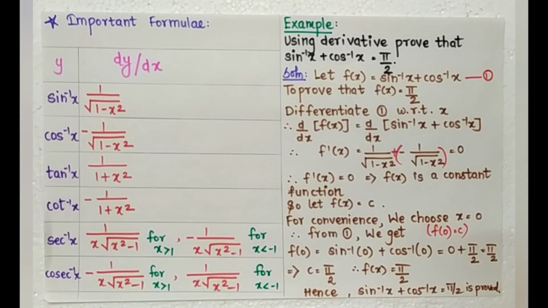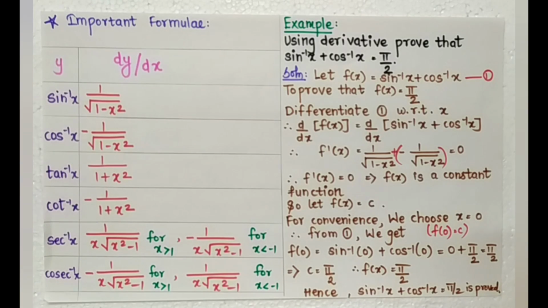Therefore, we got c as pi by 2. Therefore, f of x equal to pi by 2. Hence, what is our f of x? Sine inverse x plus cos inverse x, which is equal to pi by 2, is proved. Hope you understood how we proved this.